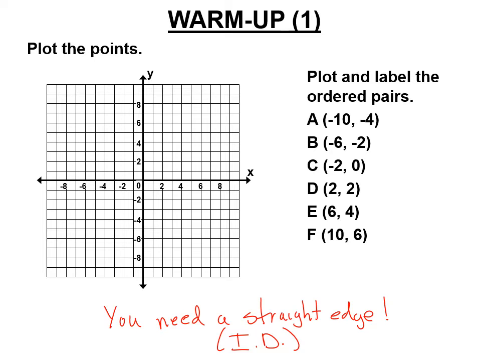And so you can plot the point -10, -4. So x is -10, y is -4. That's point A. Point B is -6, -2. Point C is -2, 0. Point D is 2, 2. Point E is 6, 4. And point F is x is 10, y is 6. And notice those come out in a straight line.